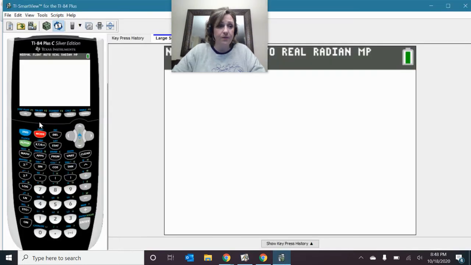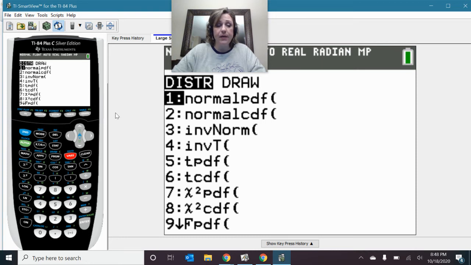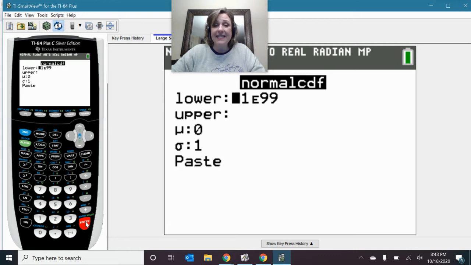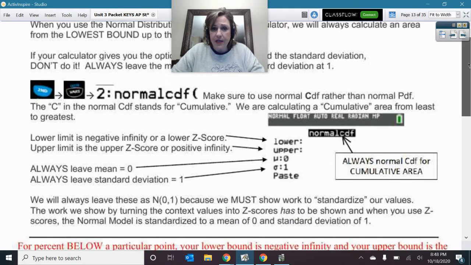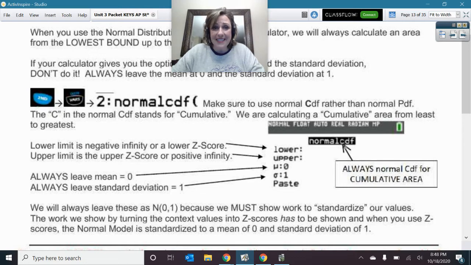So I have my calculator here. We're going to do second vars, and I'm going to use this second button here, which is norm CDF. That C stands for cumulative area. So it's accumulating the area in that section from the lower bound up to the higher bound. Okay? All right. So now, your calculator, when I pull it up, it will look like this. Okay? And make sure you have normal CDF, not normal PDF.